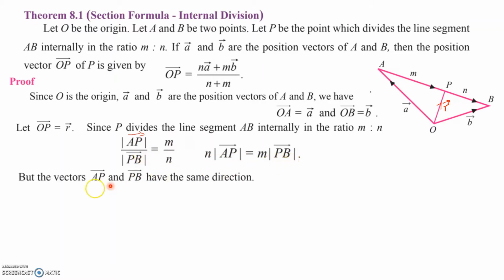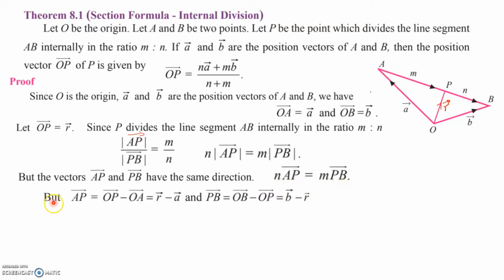Okay, but the vectors AP and PB have the same direction, right? Because AP and PB have the same direction. I hope this is clear for you.